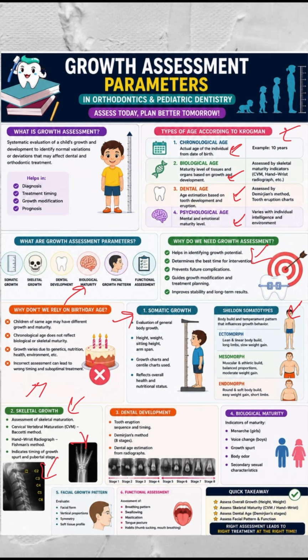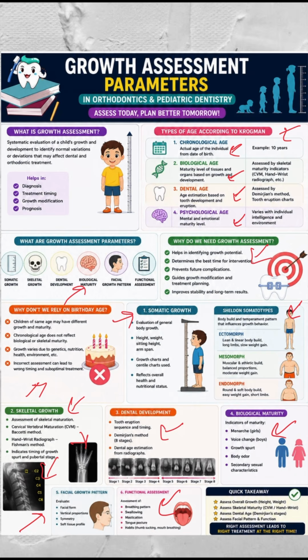Then dental development. Dental development evaluates eruption sequence, classification stages, and dental age using different methods. Then biological maturity includes growth spurts and secondary sexual characteristics. Then facial growth pattern examines facial proportion, symmetry, and profile. And functional assessment evaluates breathing, swallowing, speech, tongue posture, mastication, and oral habits.